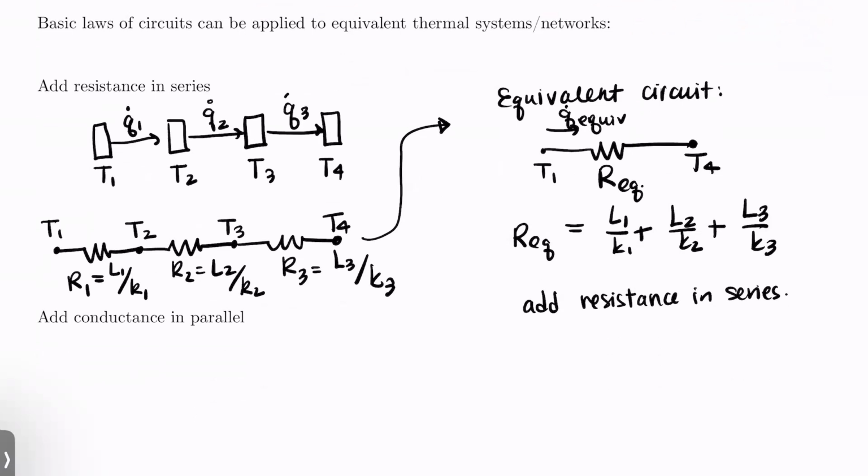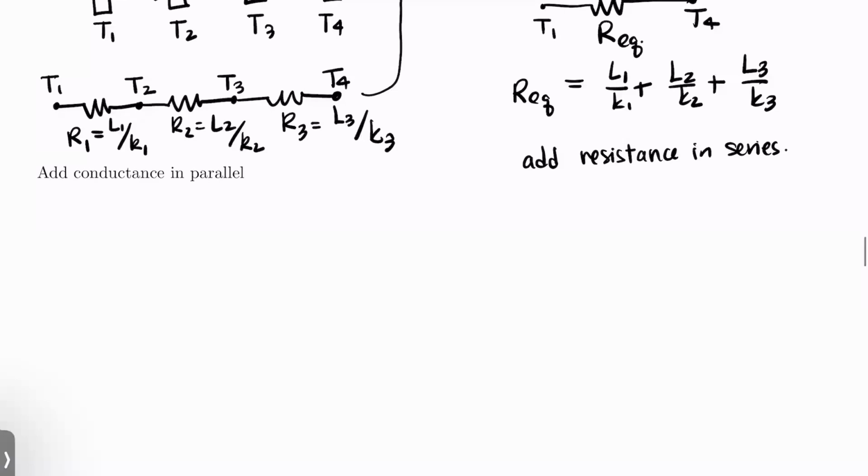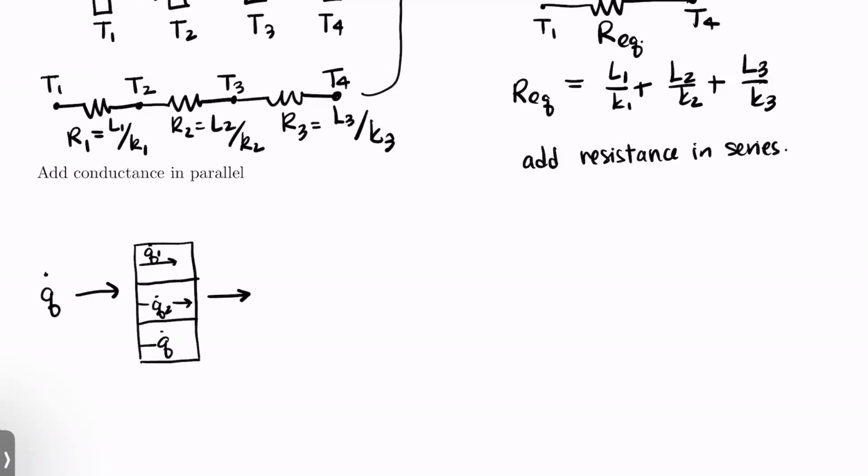All right, we're going to do something a little bit different for conductance in parallel. So what we are going to do is the following. If we have a composite material that looks like this, we've got Q dot going through the system like this, and it's being broken into Q dot 1, Q dot 2, and Q dot 3.